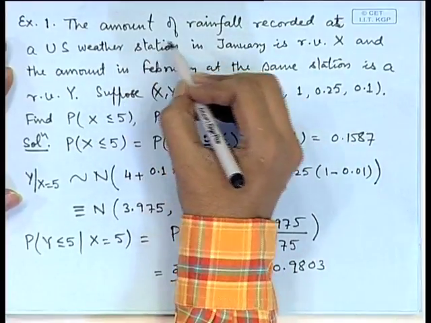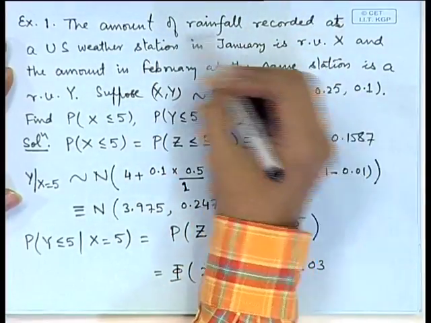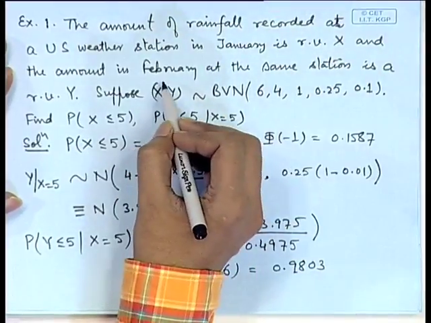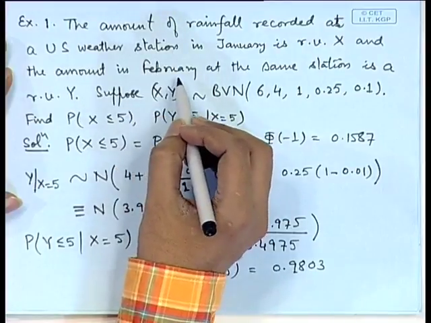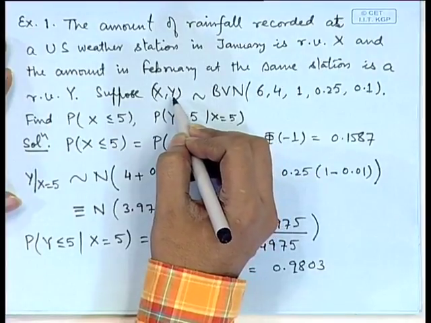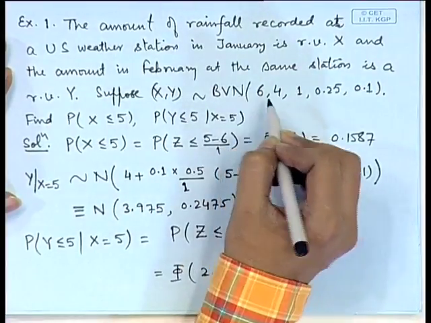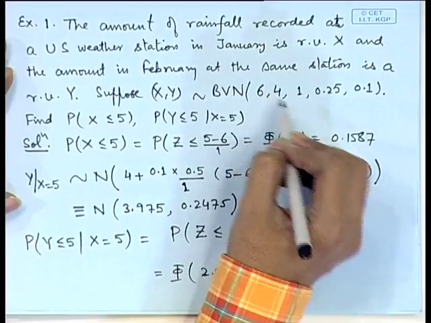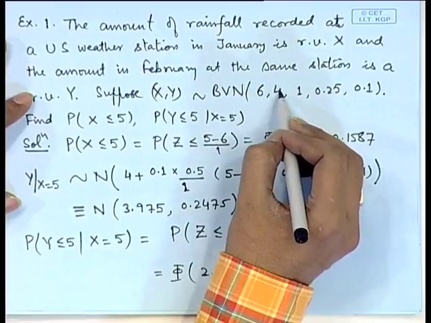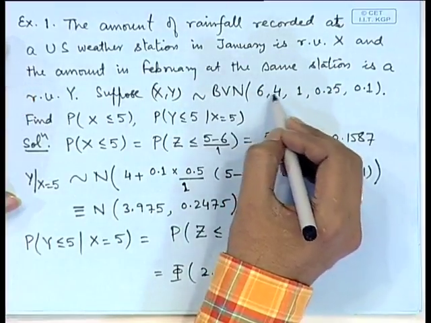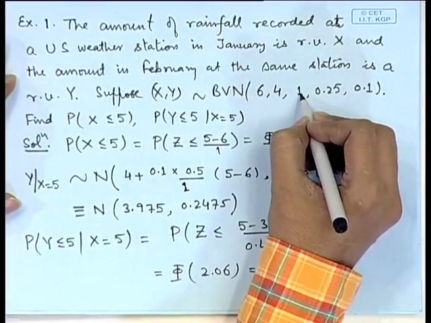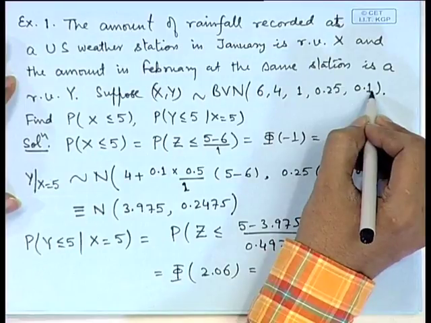Let us look at a problem here. The amount of rainfall recorded at a US weather station in January is a random variable x, and the amount of rainfall recorded in February at the same station is a random variable y. Suppose the distribution of x and y is observed to be a bivariate normal distribution with mean 6. So, the mean of random variable x is 6, the mean of random variable y is 4. Suppose it is measured in inches, or centimeters. The variances are 1 and 0.25 and rho is equal to 0.1.